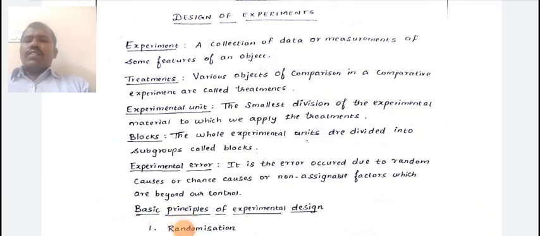Good morning. Today I am going to discuss the topic design of experiments.